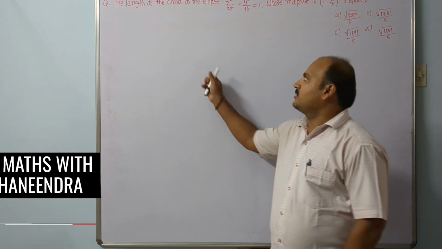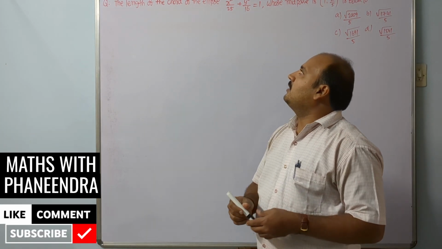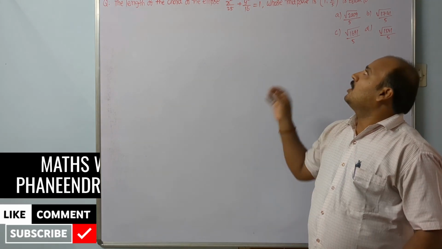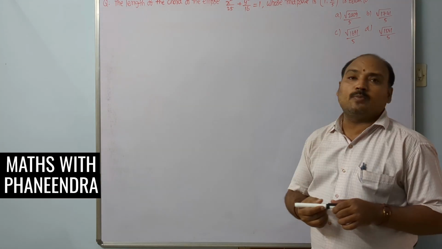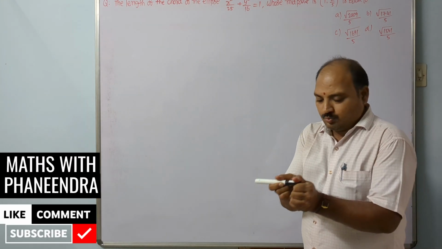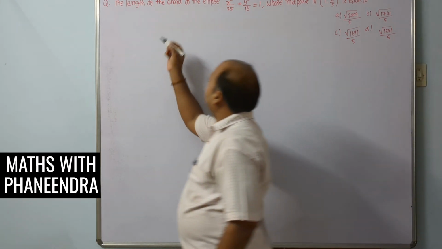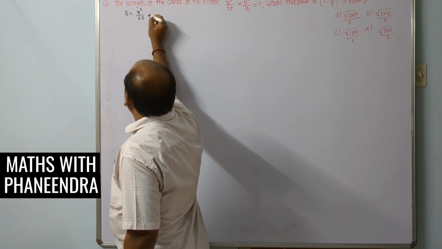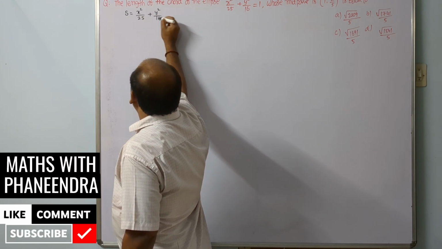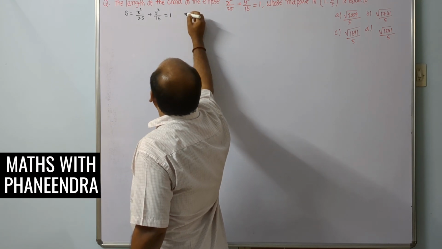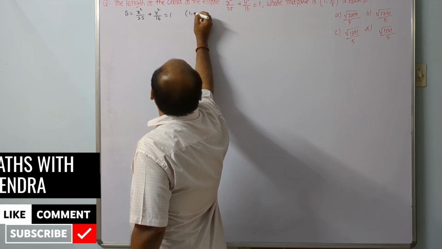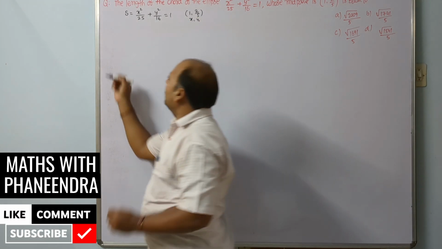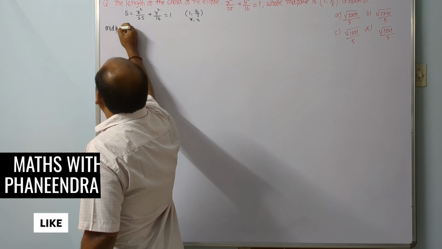The next question, dear students. The length of the chord of the ellipse x squared by 25 plus y squared by 16 equal to 1, whose midpoint is (1, 2 by 5), is equal to. Given S equal to x squared by 25 plus y squared by 16 equal to 1, the midpoint of the chord is given as the point (1, 2 by 5) equal to (x1, y1). Midpoint of chord formula.